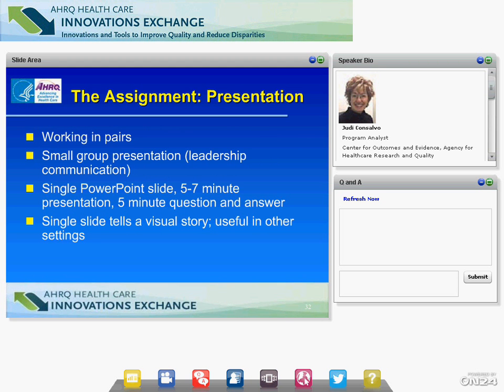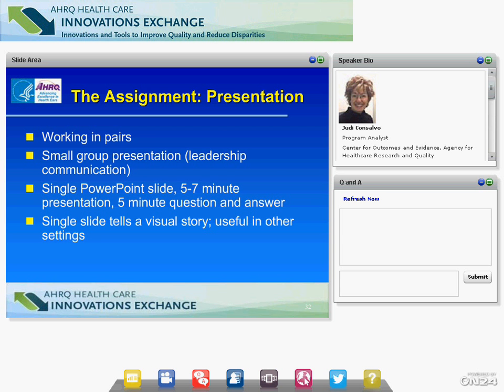So I take the 100 students and I divide them into small groups and give them the assignment. The first part of the assignment is a presentation, and I have the students work in pairs. They need to select an innovation, prepare one PowerPoint slide, give a 5 to 7 minute presentation to their small group, and then allow for 5 minutes of Q&A.